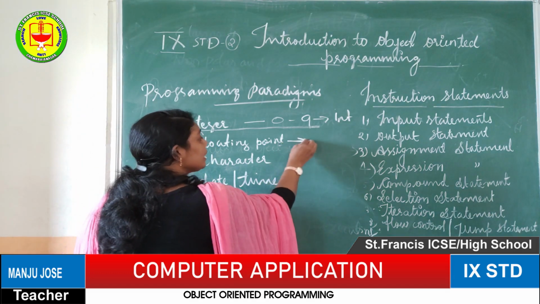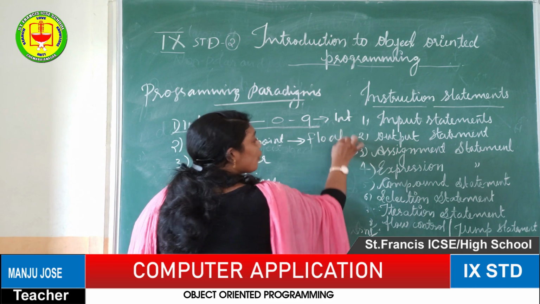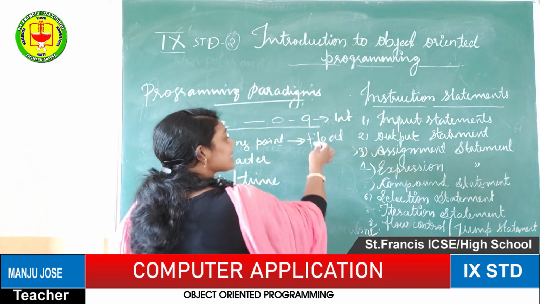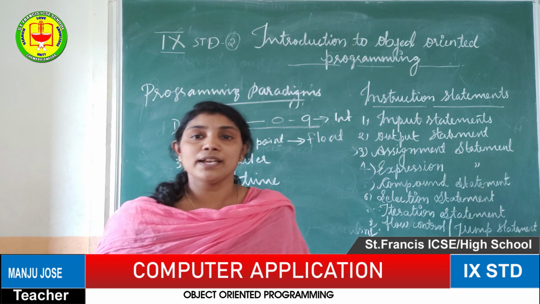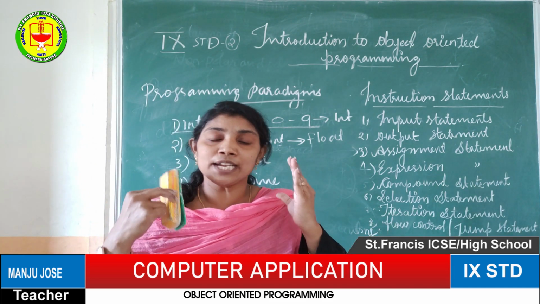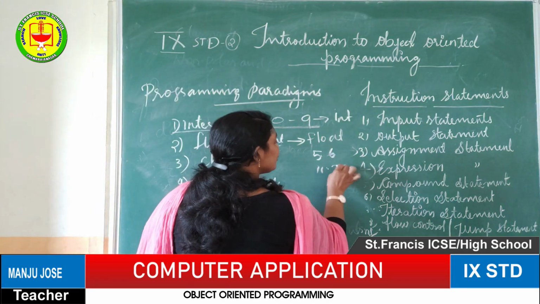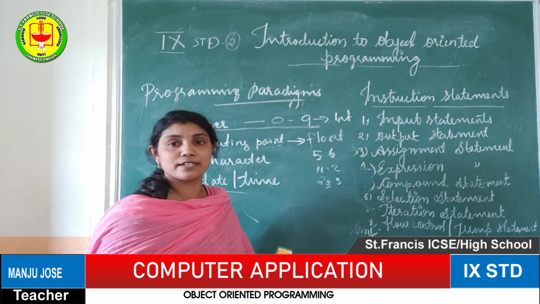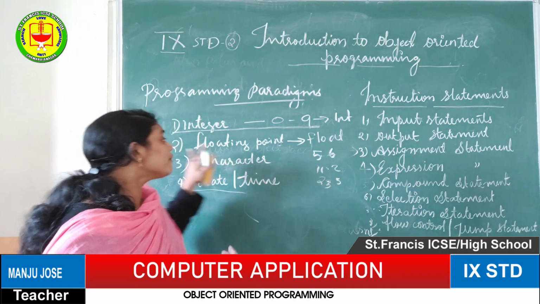The second one is floating point. The name of the data type will be float. The examples for float are all types of decimal fraction numbers, combinations of 0 to 9 with a decimal point. Examples are 5.6, 11.2, 23.5. These are all examples of decimal fractions. We already know decimal fractions, isn't it? So fraction numbers are represented by floating point.